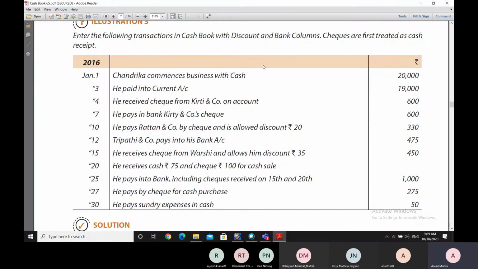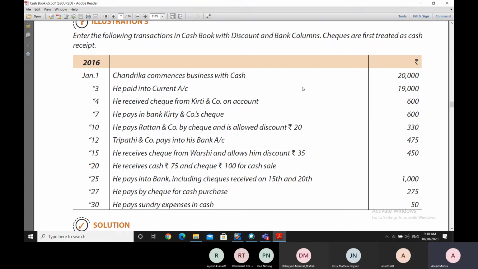However, whatever method is followed, it should be a consistent method so that confusion is not created every now and then. That is why it is mentioned here in the question itself that checks are first treated as cash receipt, which means that whenever a check is received, we have to first enter it as if that check has been received into the office as cash. And then when the check is sent to the bank, it will be entered in the form of a contra entry as if the cash has been taken out from the office and deposited into the bank.